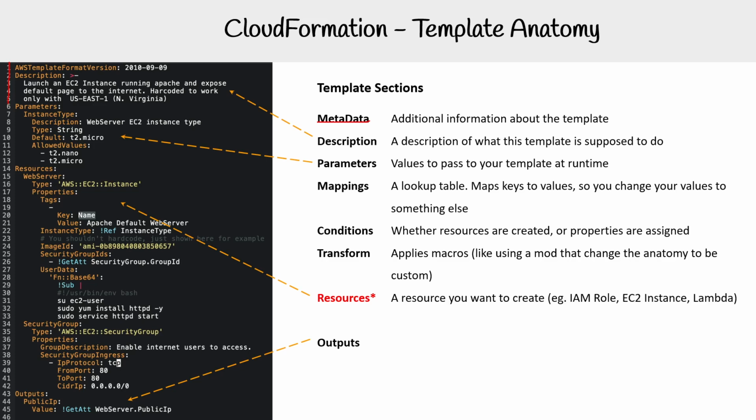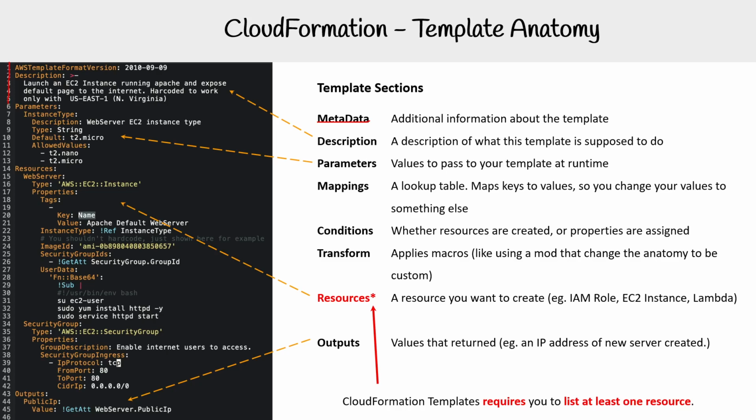Then we have our resources, which is the main thing you want to create here. So it's anything that's an AWS resource that would trigger an API action. Then you have your outputs, which allows you to assign values. And I want to point out that CloudFormation templates require you to have at least one resource. So if you don't have any resources in there, the template's not going to work. But there you go.